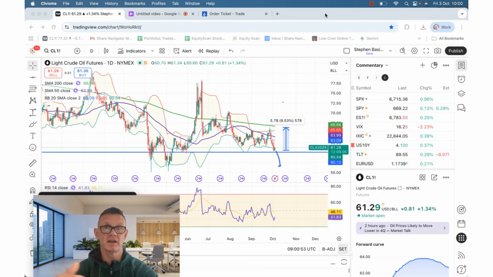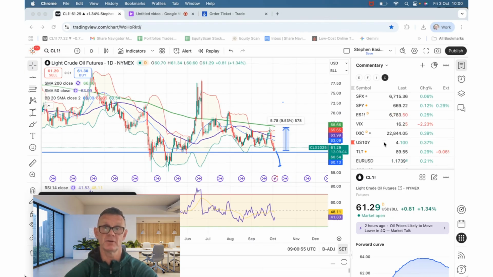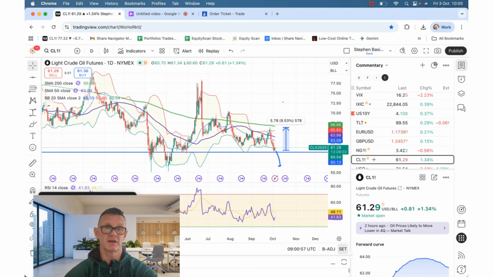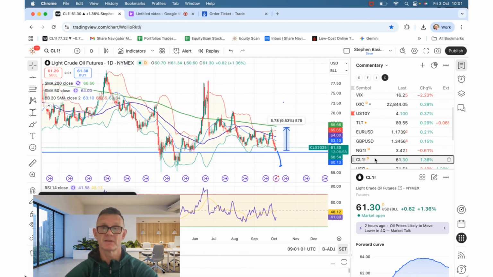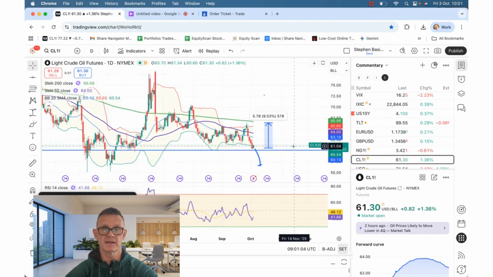I want to focus all the energy in now on a potential trade on crude oil, and I'm going to show you different ways of trading it for people who have different levels of risk. So if you can look at the chart here, crude oil, you can see it's been trading sideways here for pretty much over a month.